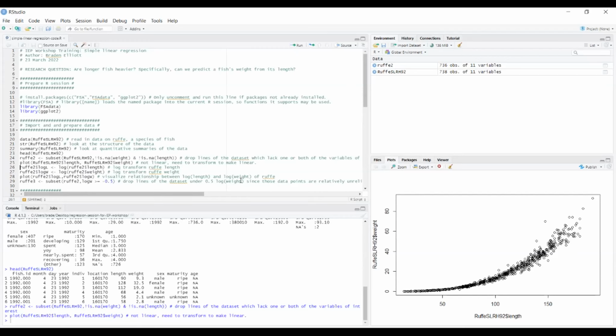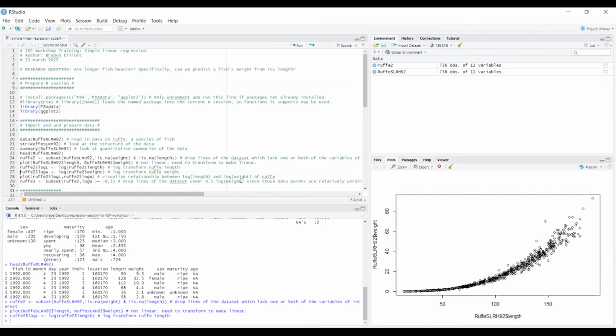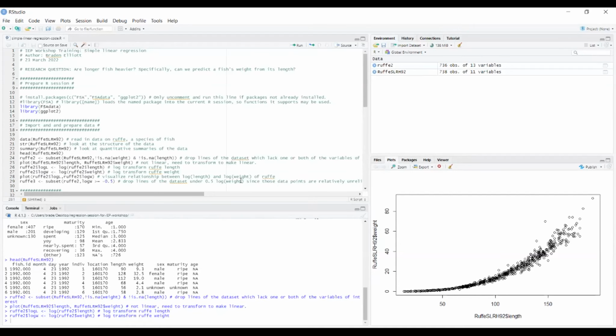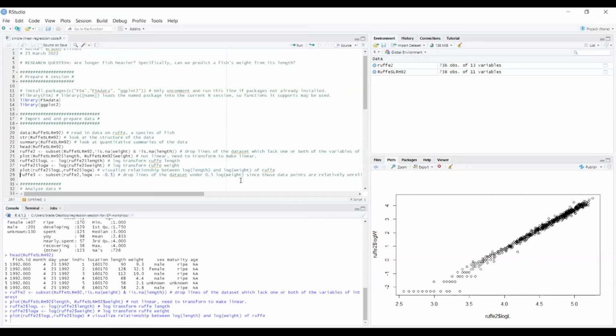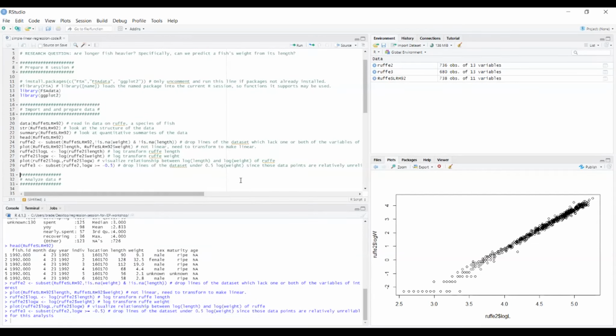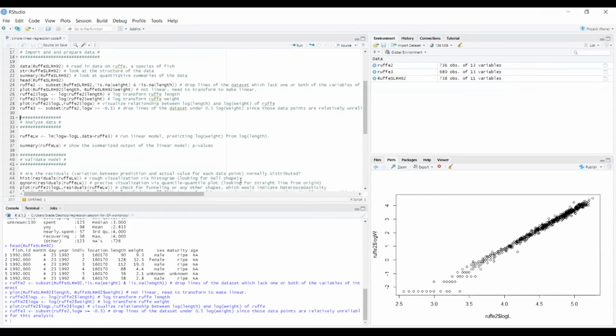So we can transform our data in order to meet the assumptions of our model by log transforming both the length and the weight. Now, what does that look like? Much straighter line, much more linear relationship. And we'll drop some of those low values because the relationship falls apart at that point. Now let's move on to analyzing our data.